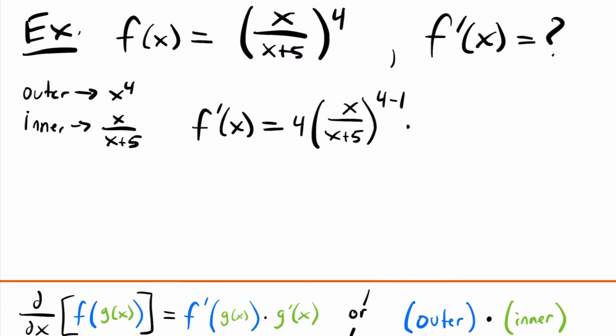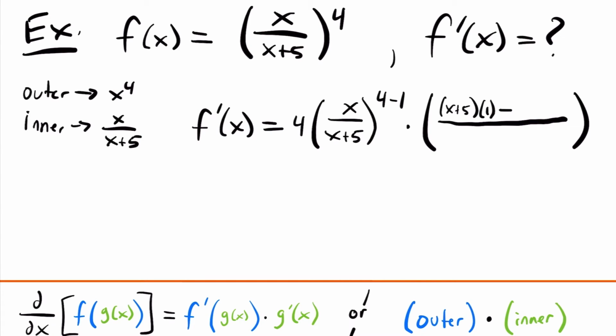Then we want to multiply by the derivative of our inside function, which we said is going to require the quotient rule. And so let's go through our quotient rule here. First, we're going to have our denominator function, or our bottom function, x plus 5, multiplied by the derivative of our top function, or our numerator function, which in this case is x. And so the derivative of x is just 1, so we'll multiply that by 1.